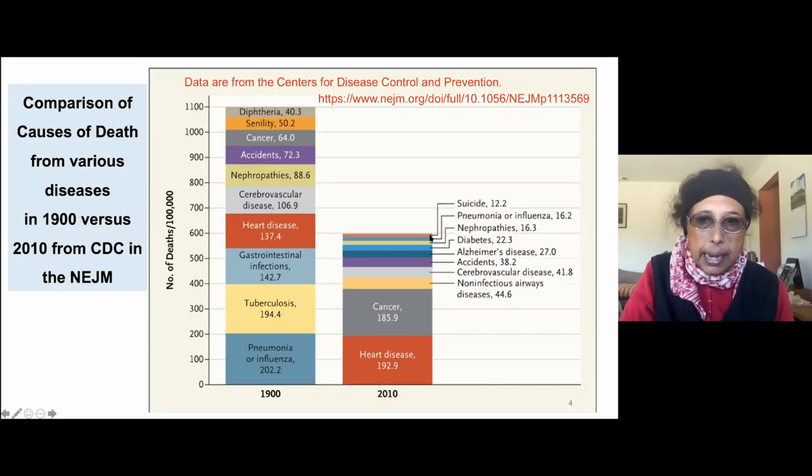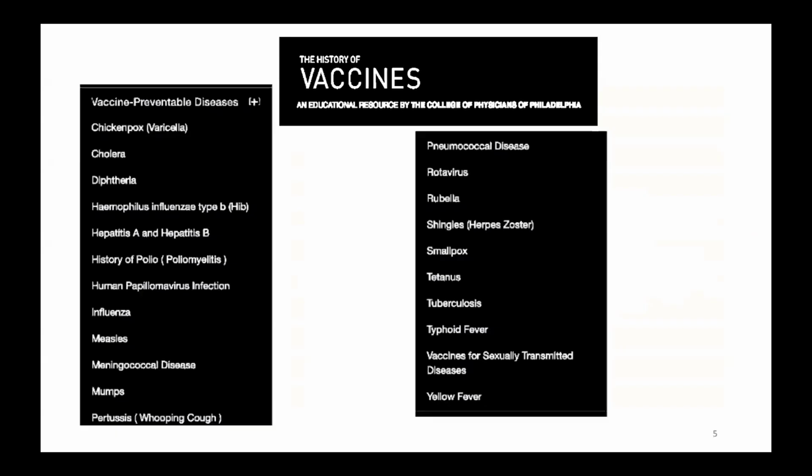Now, the reason for that, of course, is probably due to the use of vaccines. The first vaccine that helped eradicate a disease was smallpox, and now we're working on polio. A lot of the different vaccines to these different diseases have been discovered and are being used effectively.